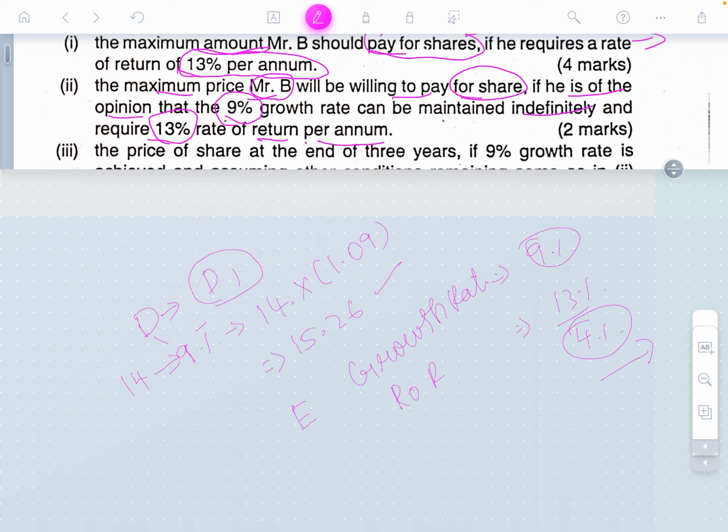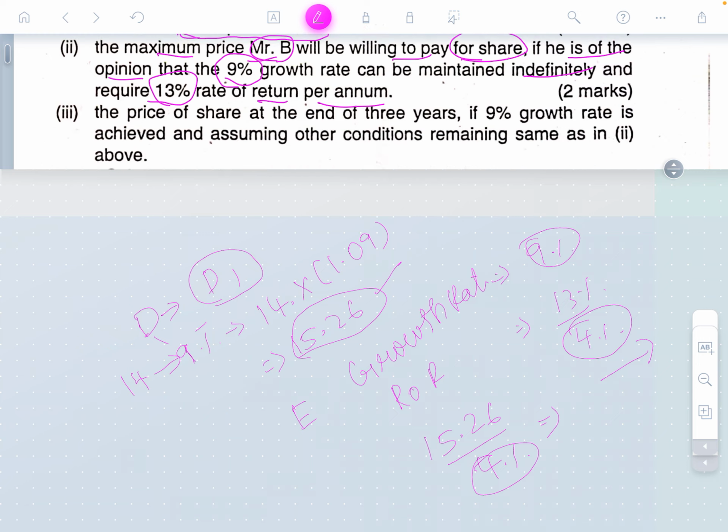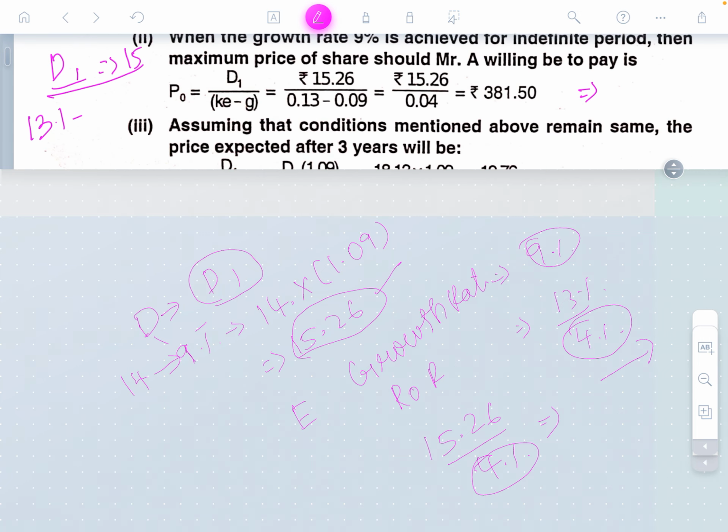So if I want to pay now for the share, what do I do? 15.26 divided by 4%, if we put it. So what is the value now? 15.26 divided by 0.04 gives 381.50. This is the value. Understand?